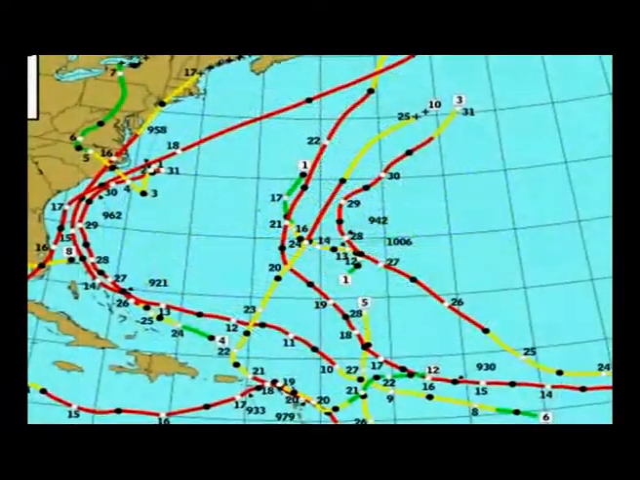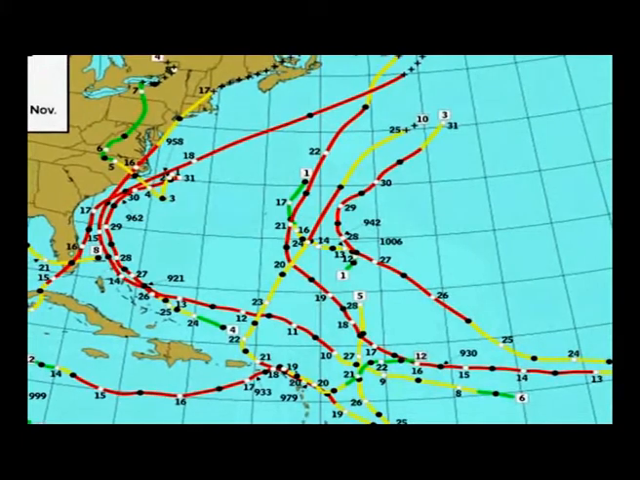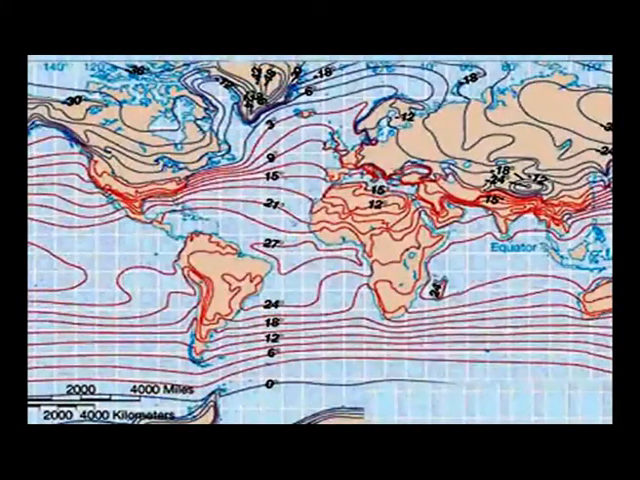Isotherms are the lines joining points of equal temperature. Global temperature patterns are shown with isothermal maps. The temperature maps are based on daily averages.